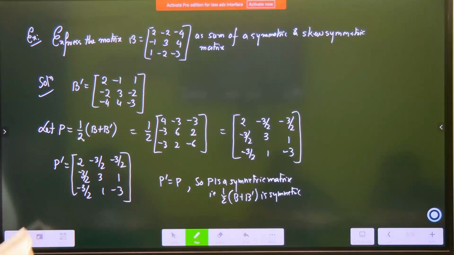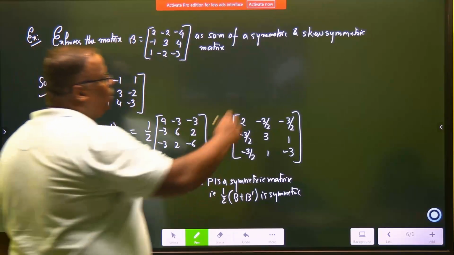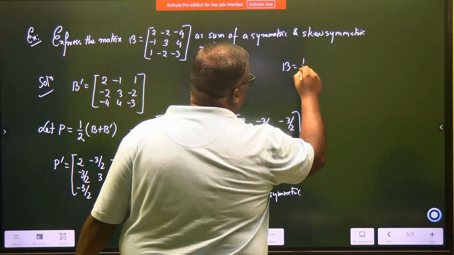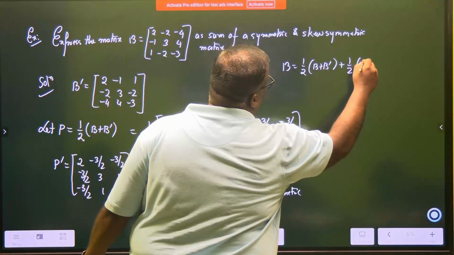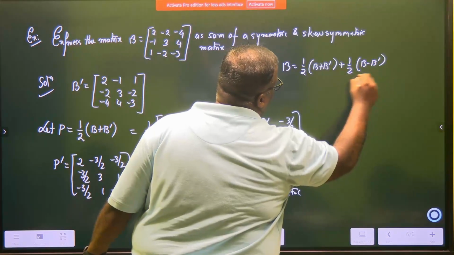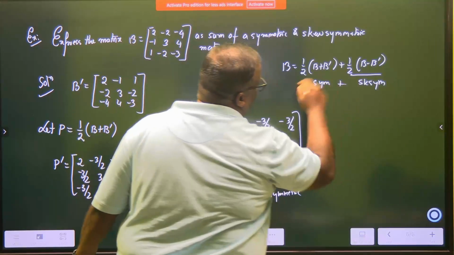That is half B plus B prime is symmetric. Now we have just proved the symmetric part. Now you have to show the skew symmetric part also. Ultimately, we always know that B as a matrix can be represented as half of B plus B prime plus half of B minus B prime. Children, this part is symmetric. This part is skew symmetric. This is what you have to establish.